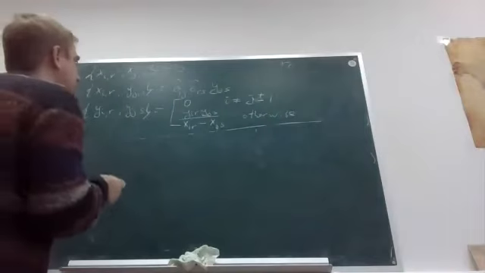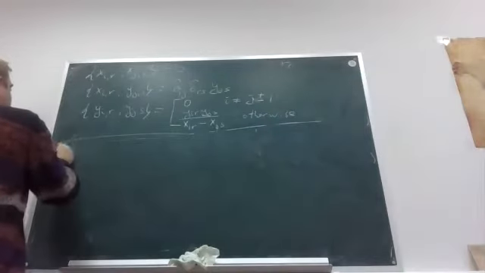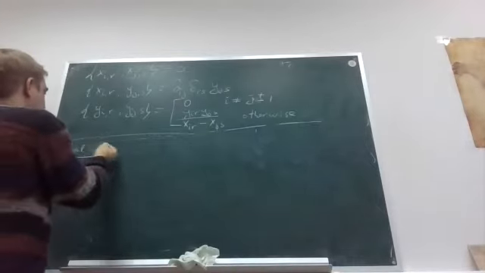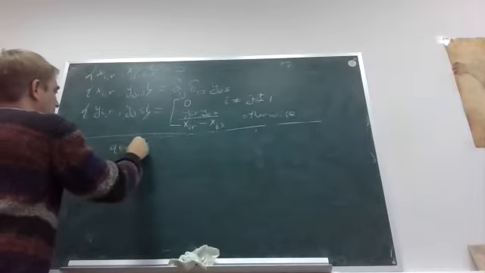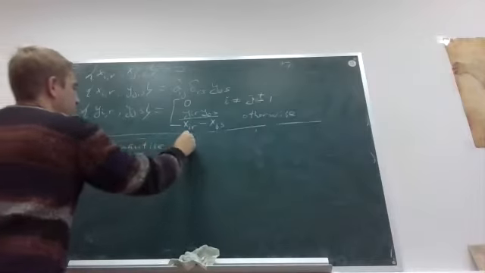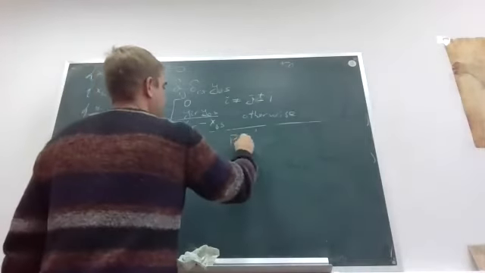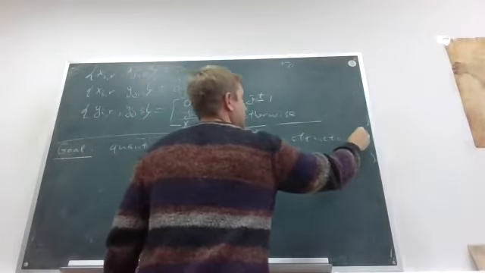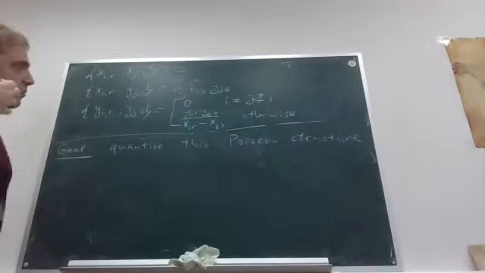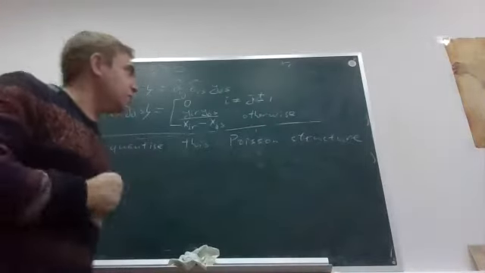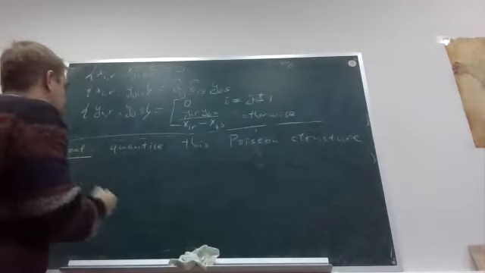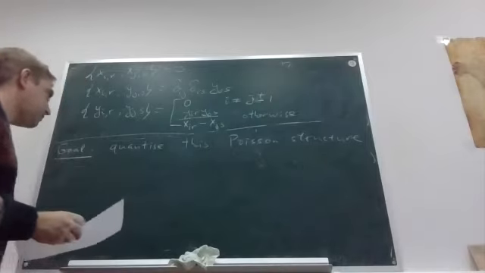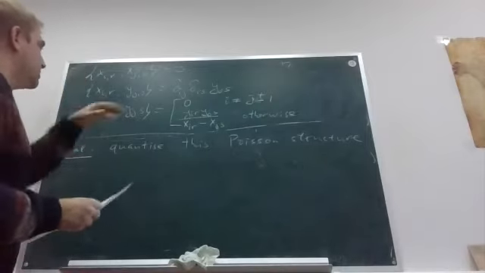Now, my goal will be to quantize this Poisson structure. Namely, to write some deformation of the algebra of functions on the zastava space, whose classical limit is this Poisson structure.